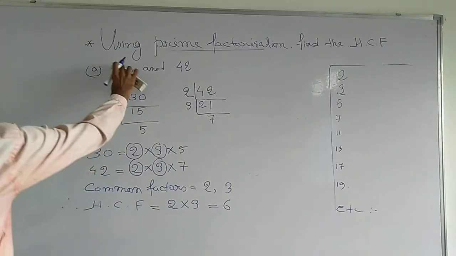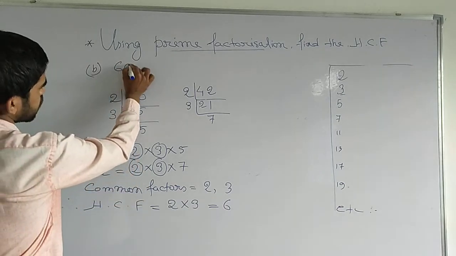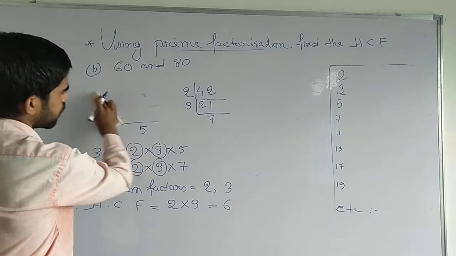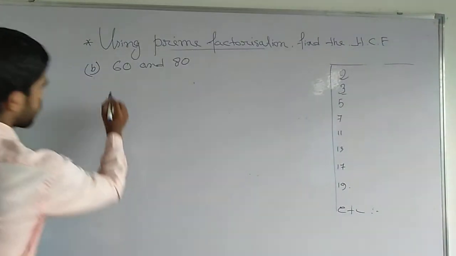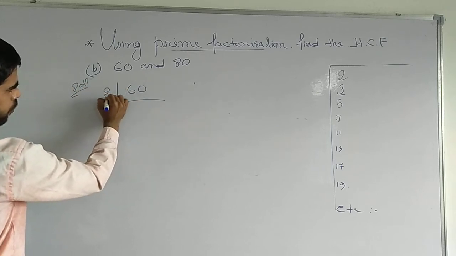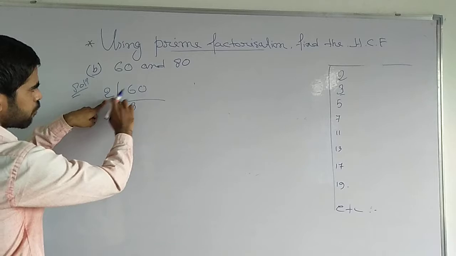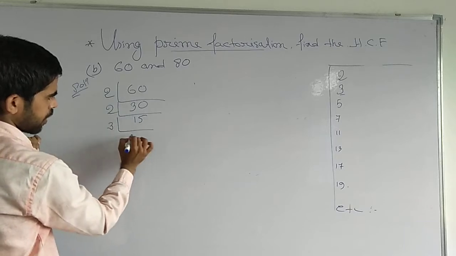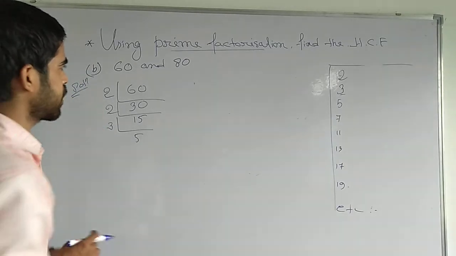Now I will give more examples. Now B: 60 and 80. So 60. How many times does 2 go into 6? 3 times. And here 0, how many times does 2 go into 0? 0. 2 thirties are 60, and now 15. Again, 3 fives are 15. All of these are prime numbers. So 2, 2, 3, 5 are the prime factors.